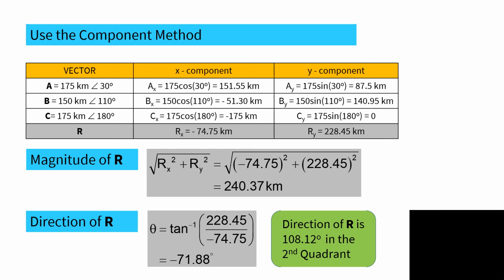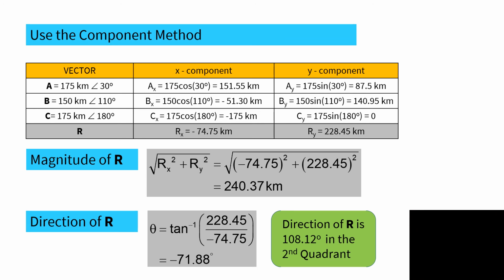We have it as negative 74.75 kilometers, indicating that in the horizontal axis, the vector R is directed to the left. Whereas for the y component of the resultant vector, Ry, we get the value of 228.45 kilometers, indicating the y component of the resultant vector is directed along the positive y-axis. So this means the resultant vector R is situated in the second quadrant.